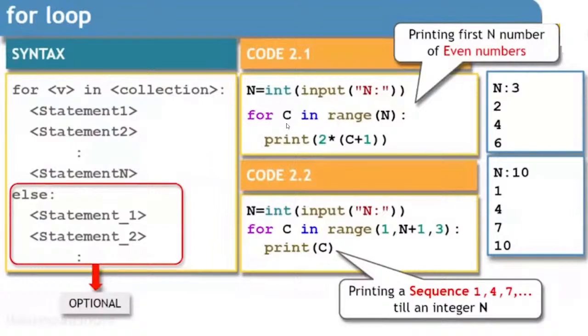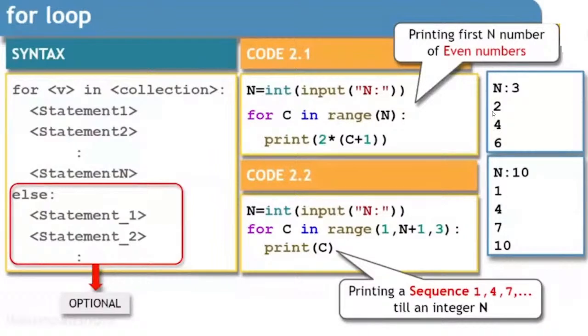So see this example, since the value of C is 0 and the condition is true, because n is 3, C satisfies the condition, that is, it is in this range. So it will come to this place where you will see the print statement is there. So when you say 2 into C plus 1, the first value of C was 0, so 0 plus 1 becomes 1, and 1 multiplied by 2 becomes 2, so it will print 2 here.